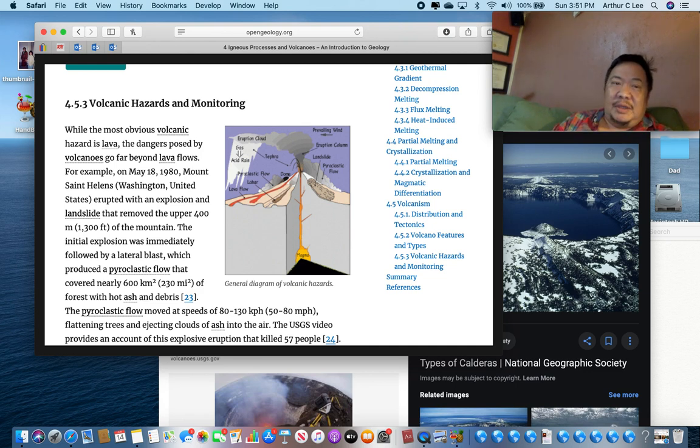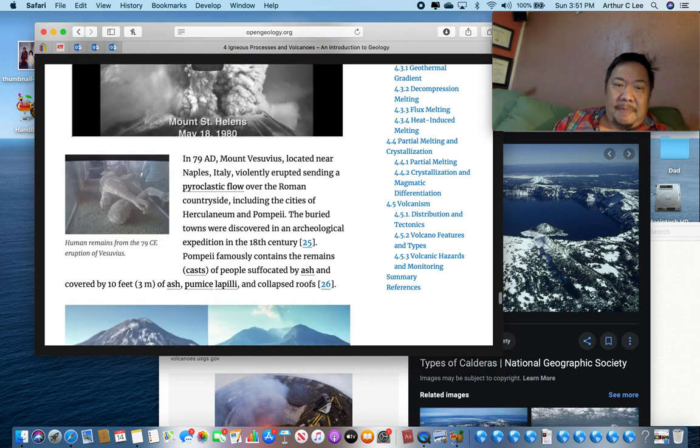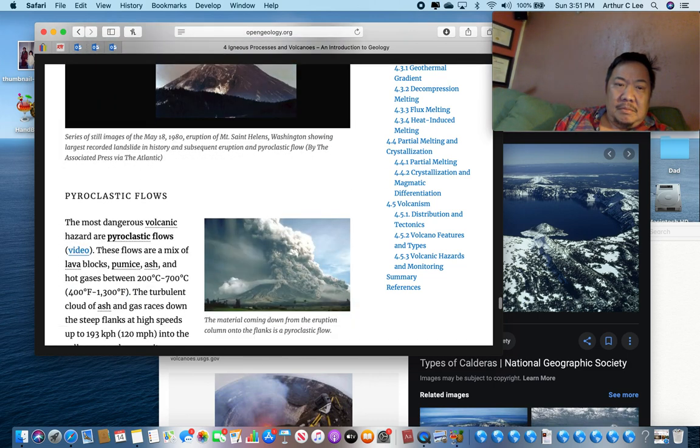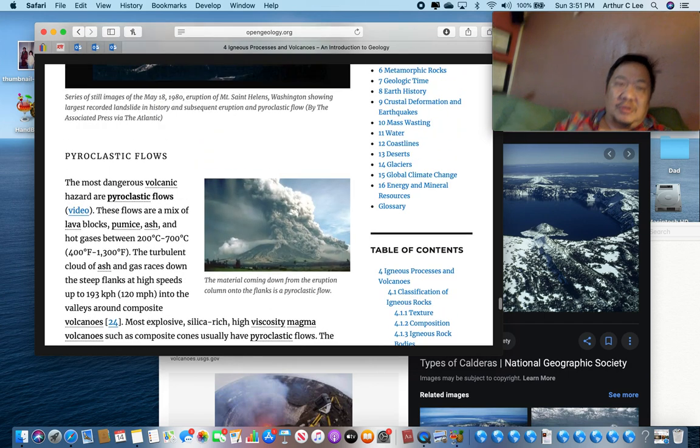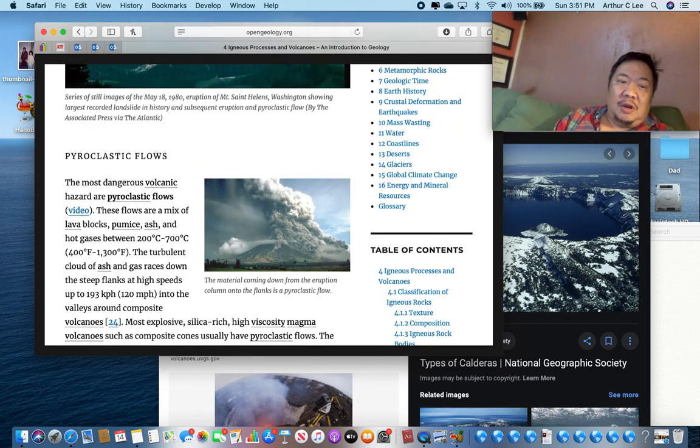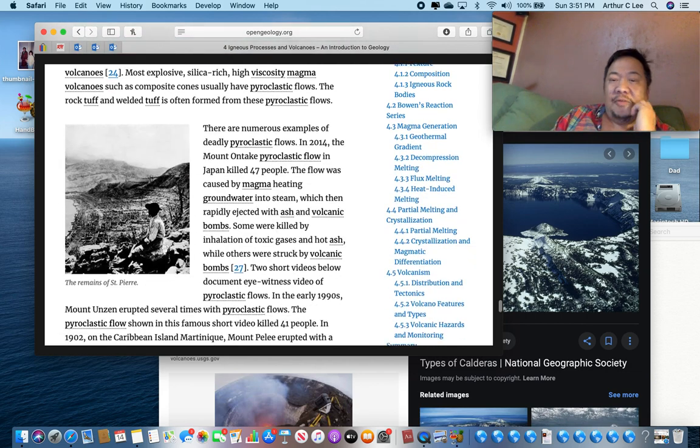So how do we do it? Well, the way we do it, oh, by the way, pyroclastic flows are also another name for nuée ardente. Pyroclastic flows.